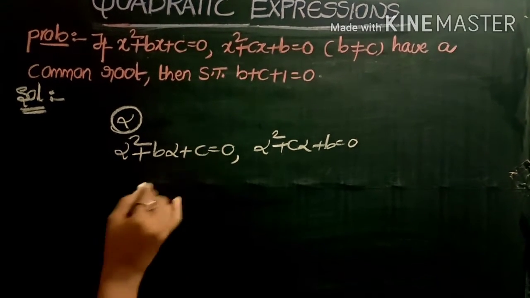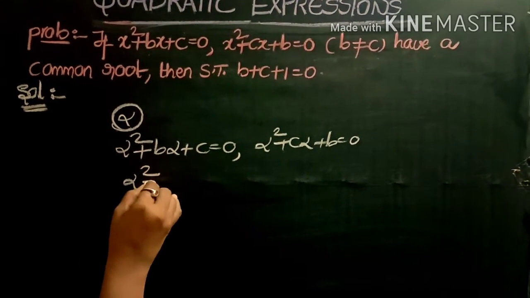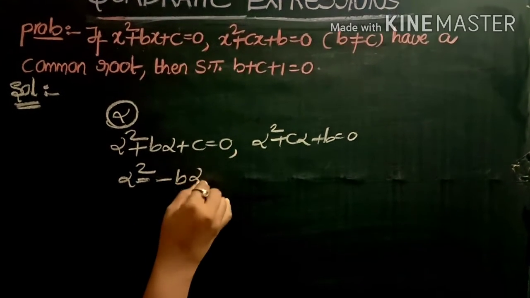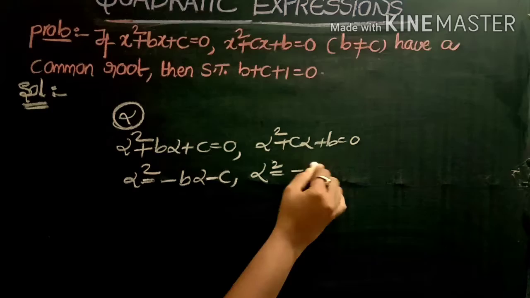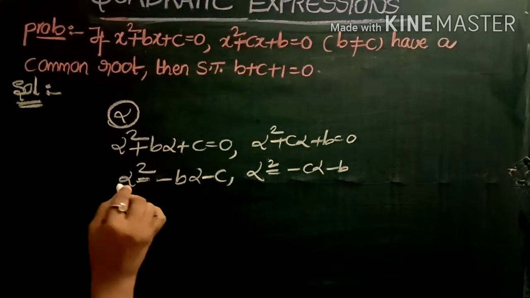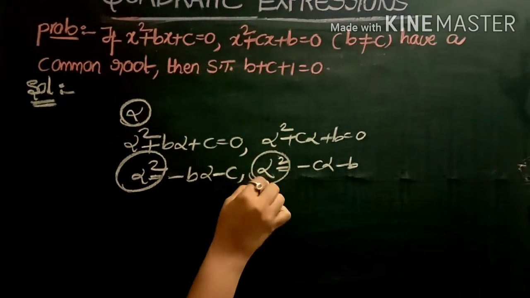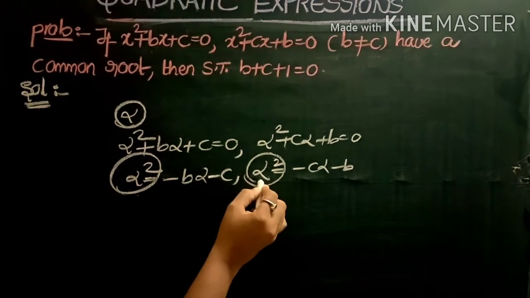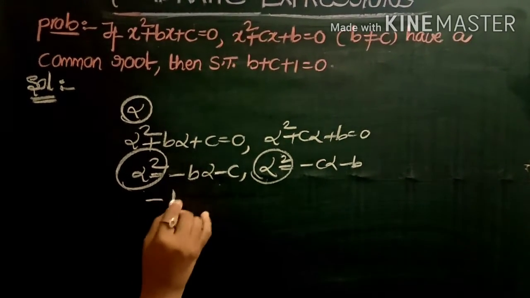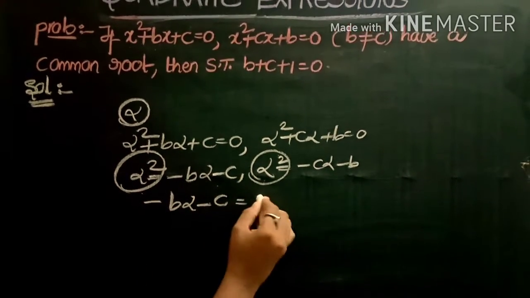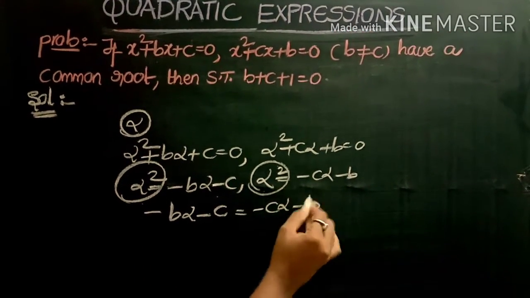Now from this equation, what is the value of alpha square? Alpha square is equal to minus b alpha minus c. And from this, alpha square is equal to minus c alpha minus b. Now we are equating these two values. Since LHS values are equal, we must equate the RHS values. That is minus b alpha minus c is equal to minus c alpha minus b.